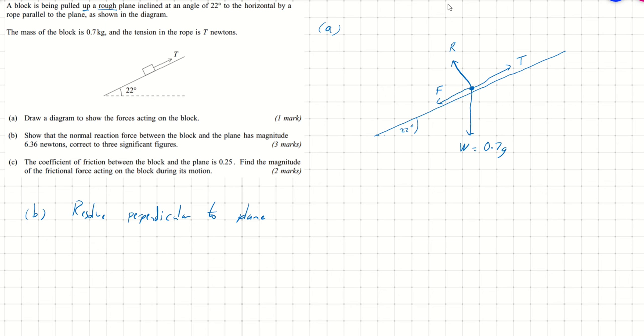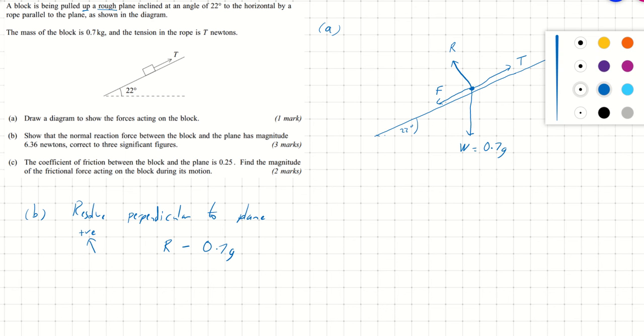We have, acting upwards, R. If we take this up direction as positive, so perpendicular to the plane but upwards, R is a positive force, and the negative force we have is W, so mg. Let's have a look at this. We should probably break down this weight into its components.